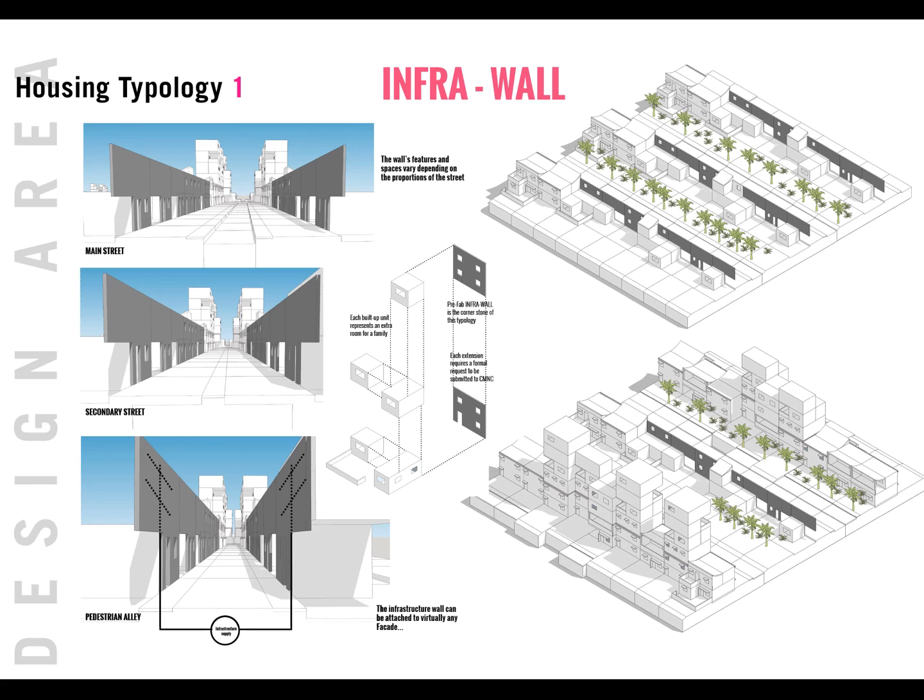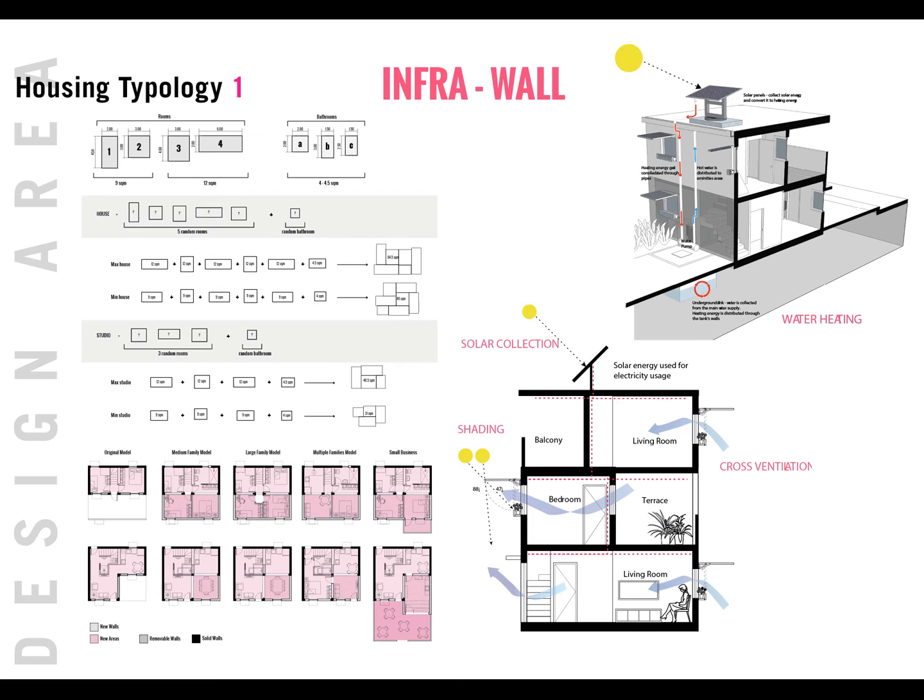Other walls only have the necessary provisions for the infrastructure without the actual rooms, which gives more flexibility for the dwellers. The rooms are self-built and can grow horizontally or vertically. The wall features and spaces vary depending on the proportions of the street. This diagram is showing the standard sizes of rooms and how they can be combined together to get either a house or a studio. The first plan is the original model, which has only a single bedroom and a living area. And the rest of the plan shows the evolvement process of the living unit.